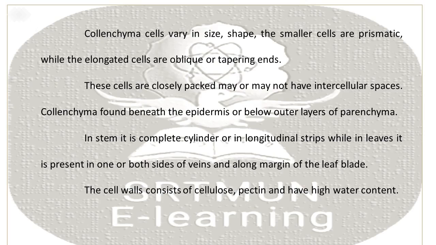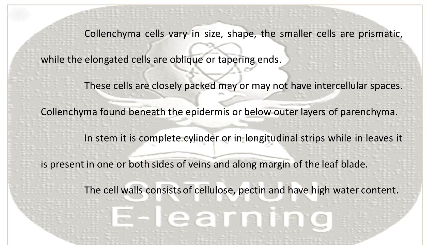The cells vary in size and shape. The smaller cells are prismatic, while the elongated cells are oblate or have tapering ends. These cells are closely packed, and may or may not have intercellular space.